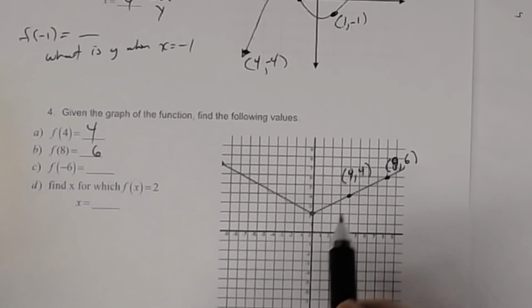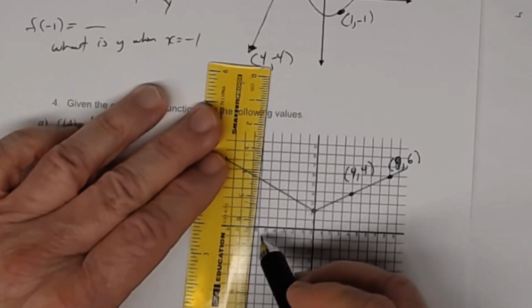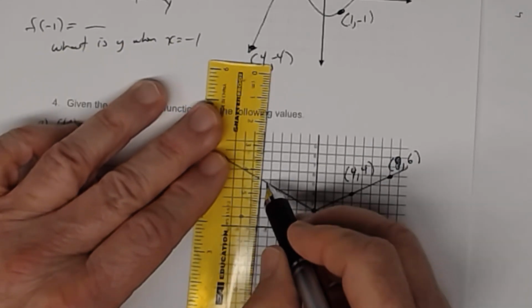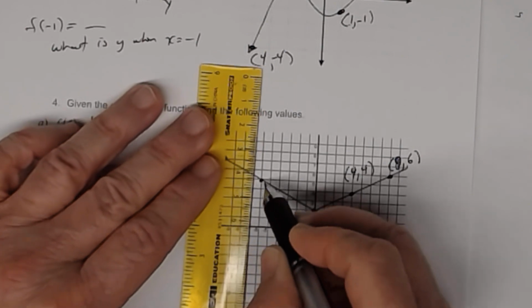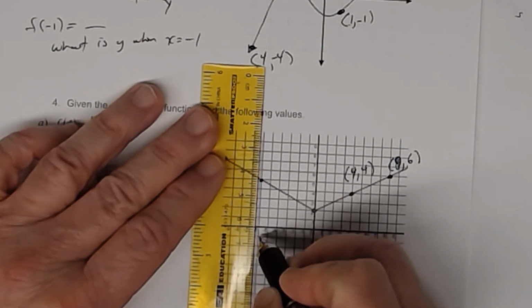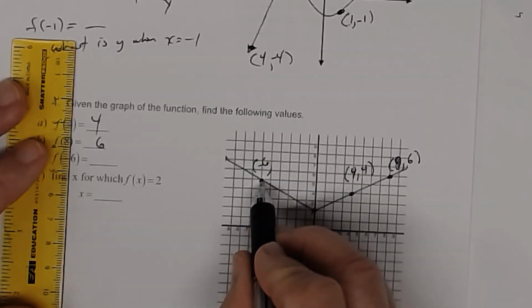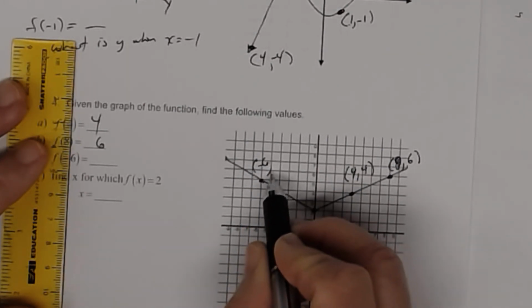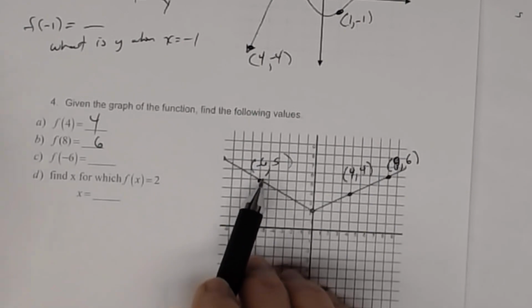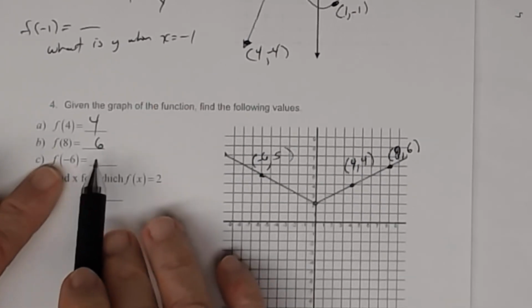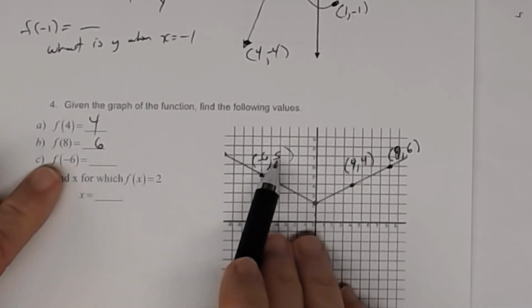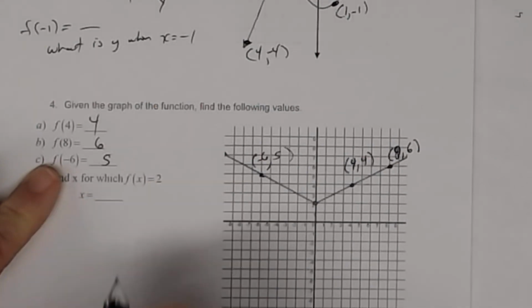F of negative 6, so let's find negative 6 on the x-axis. So here's negative 6 right here. I'm going to put a little dot where x is negative 6. So negative 6, and my y value is 5. Okay? So when x is negative 6, what's the y value? When x is negative 6, my y value is 5.